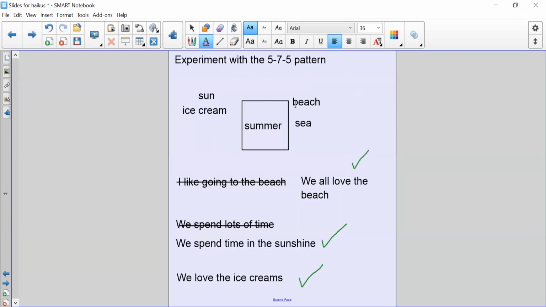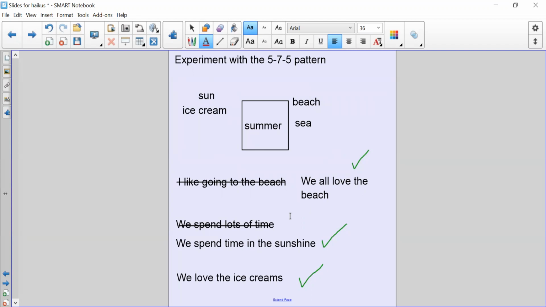Okay, so here is the example of the process you will go through today. Again, we've got my plan at the top, summer, and the 4 words are sun, ice cream, beach, and sea. So I started to play around with the syllable pattern of 5-7-5. First I started by saying I like going to the beach, but that was too many syllables, so I had to change that. So I came up with we all love the beach, which is the 5 syllables, so that's got a tick.